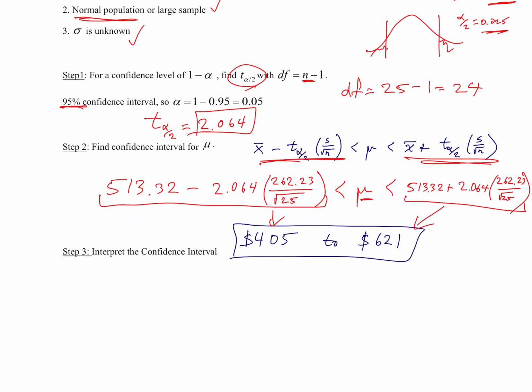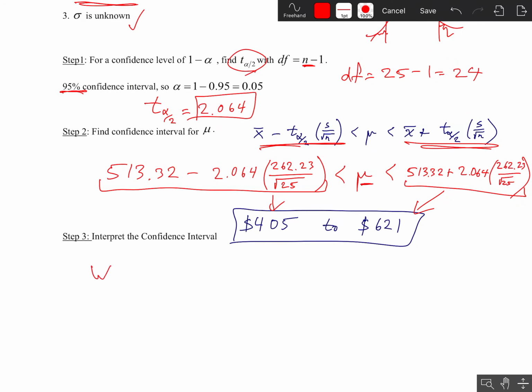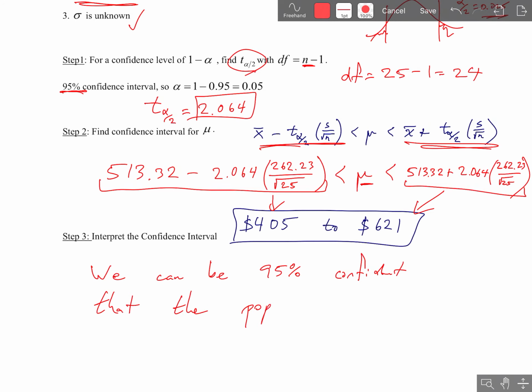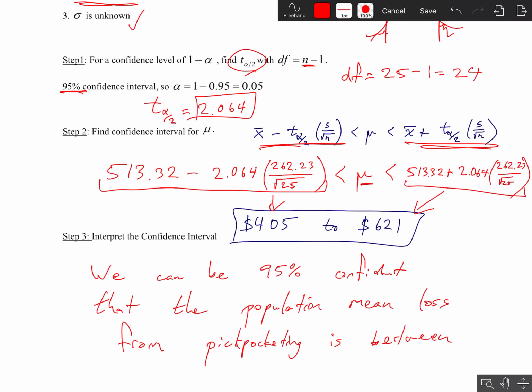Okay, and that's the interpretation that I'm looking for down here. So what I should say is that we can be 95% confident that the population mean loss from pickpocketing is between this $405 and $621.